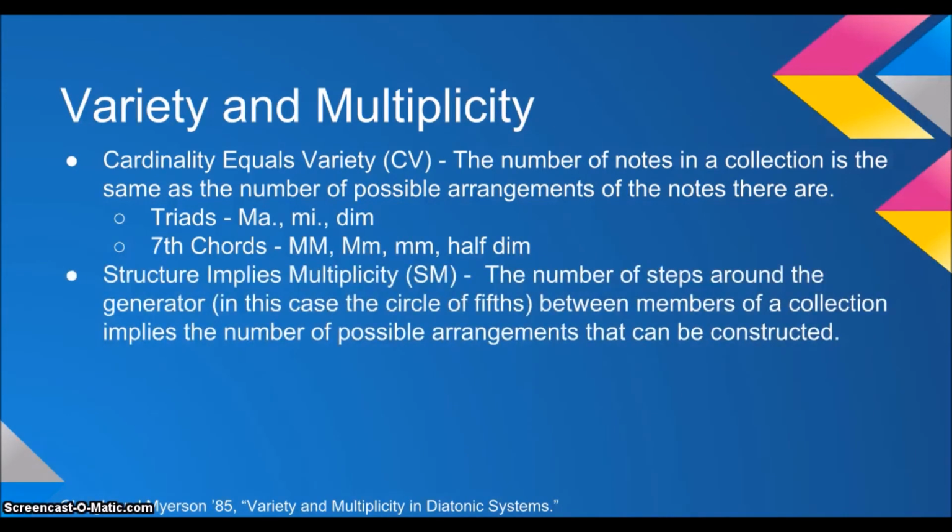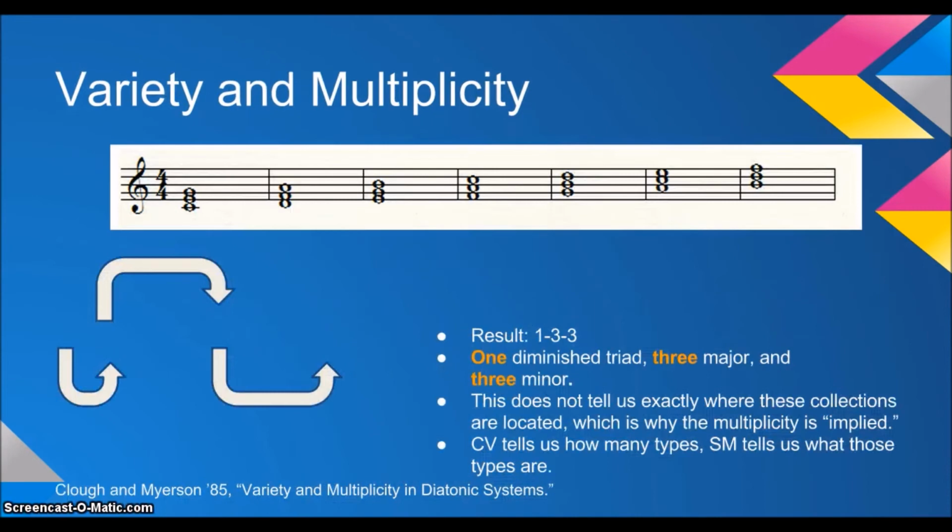So this leads us to structure implies multiplicity. This states that the number of steps around a generator, in this case a circle of fifths, between the members of a collection implies the number of possible arrangements that can be constructed. So what does this mean? I've constructed a line of fifths here. They're not perfect fifths, mind you, but they are fifths. And I also built triads on all of the members of our diatonic scale.